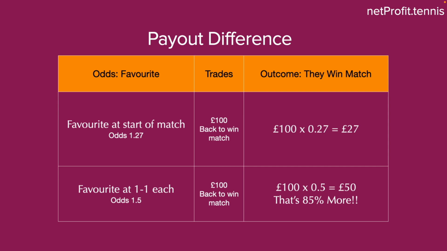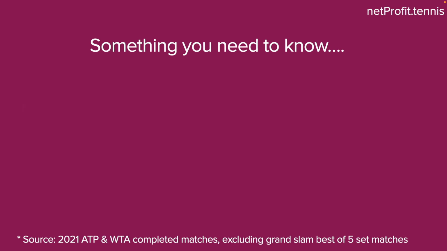Let's take an example of a £100 trade. You would back them at the start of the match at the odds of 1.27, and if they won the match, you'd make £27. And in this example, the match went to 1 set all. The odds for the favourite went up at 1 set all to 1.5. Now it's the same player in the same match. The score is exactly the same. It's the same as 0-0 at the beginning of the match, 1 set all at the beginning of the 3rd. So you would then place a trade of £100, and of course this time, if they won, you'd make £50. And that's a significant uplift of about 85% on what you would have made had you traded at the beginning of the match. However, there's something you need to know.